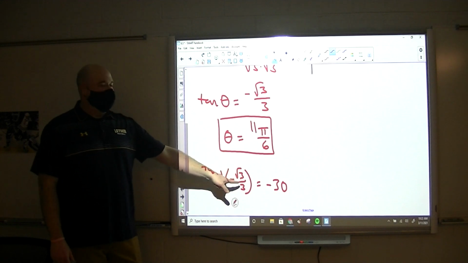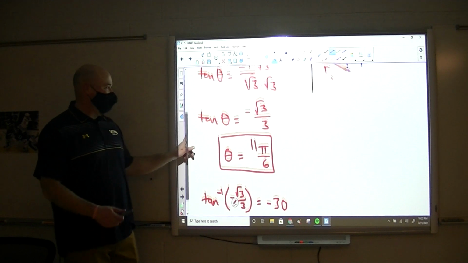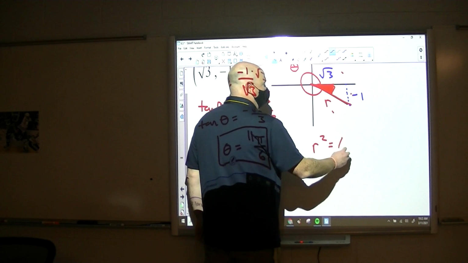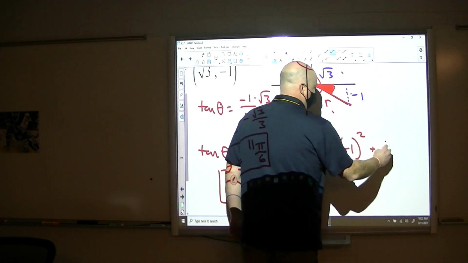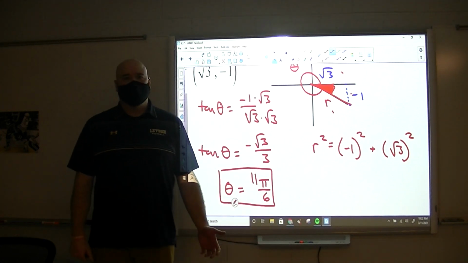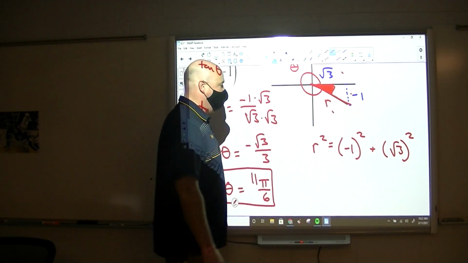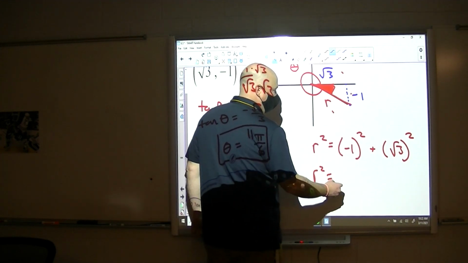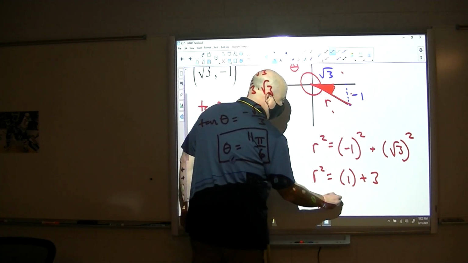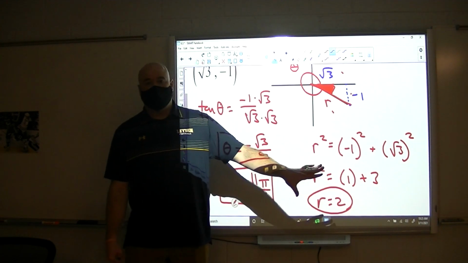So, be careful with calculators, be careful with formulas. The picture is way more valuable to us as a problem solver. The value of r, like we talked about, we could say r squared is equal to negative 1 squared plus radical 3 squared. Okay? We don't need a formula. We can clearly look at this and say, well, r is the hypotenuse of this right triangle. So r squared is equal to 1 plus 3, which is 4. So r has to be 2. When we add those together and take the square root, we get 2 from that.